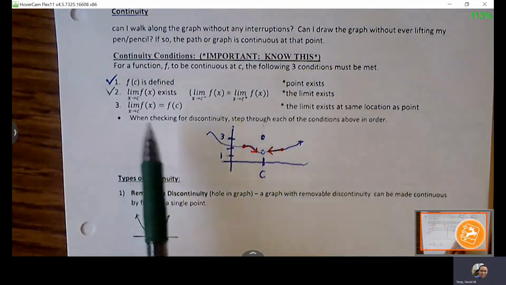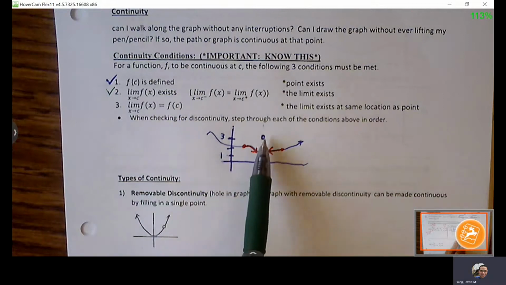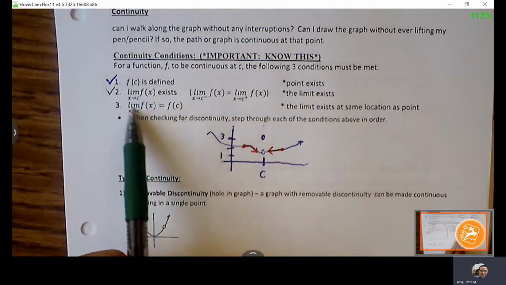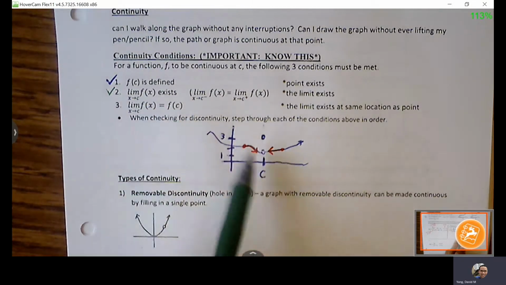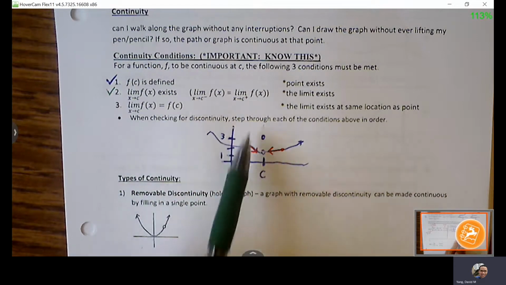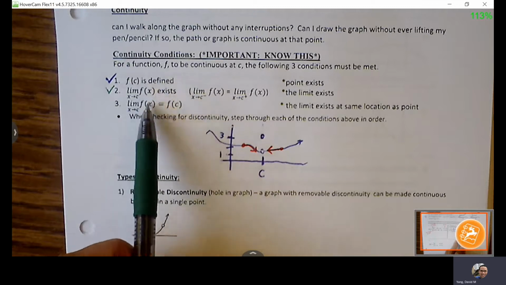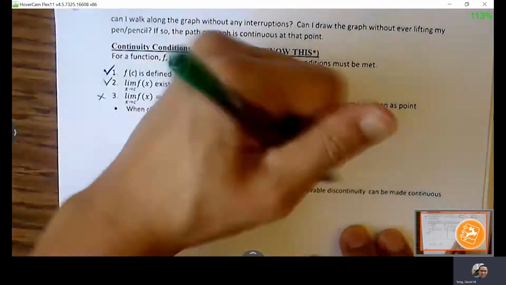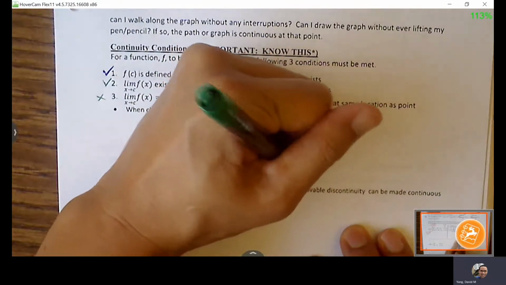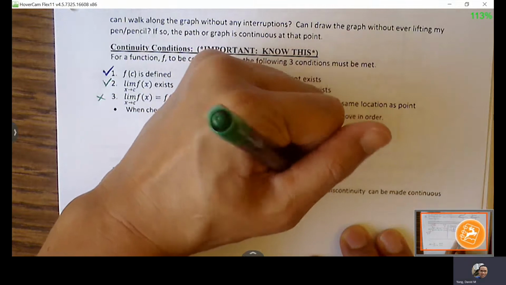But now the third condition is saying, does the limit live where the point lives? So the point is up here at 3. The limit is down here at 2 or 1. They are obviously not in agreement. So the third condition would fail for this graph because the limit doesn't live where the point lives. You can tell this is not continuous, but now we have a very formal and concrete way of working through it. So here we will say not continuous, and we'll talk a little bit more about types of discontinuity.